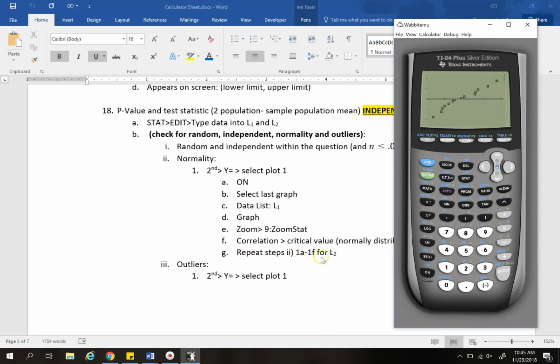And then part G says do A through F for list 2. So do this all again for list 2. I think my calculator got stuck. Okay, now we're going to change it to list 2. Graph. Again, this looks like a straight line, so we can say that's normally distributed.